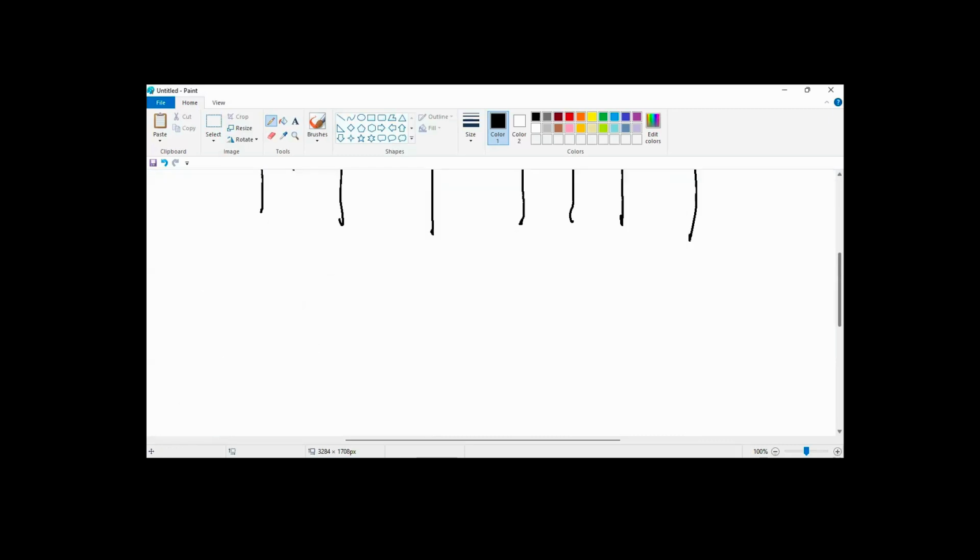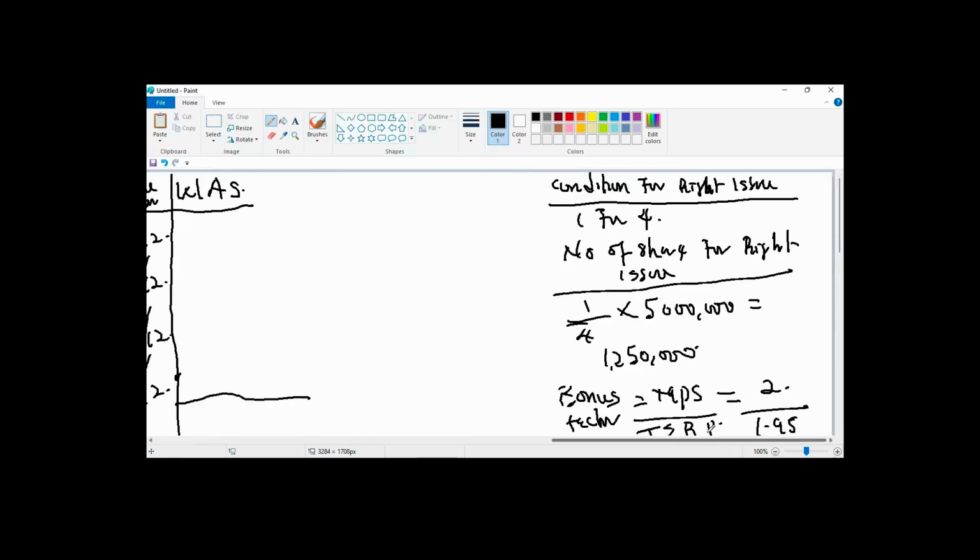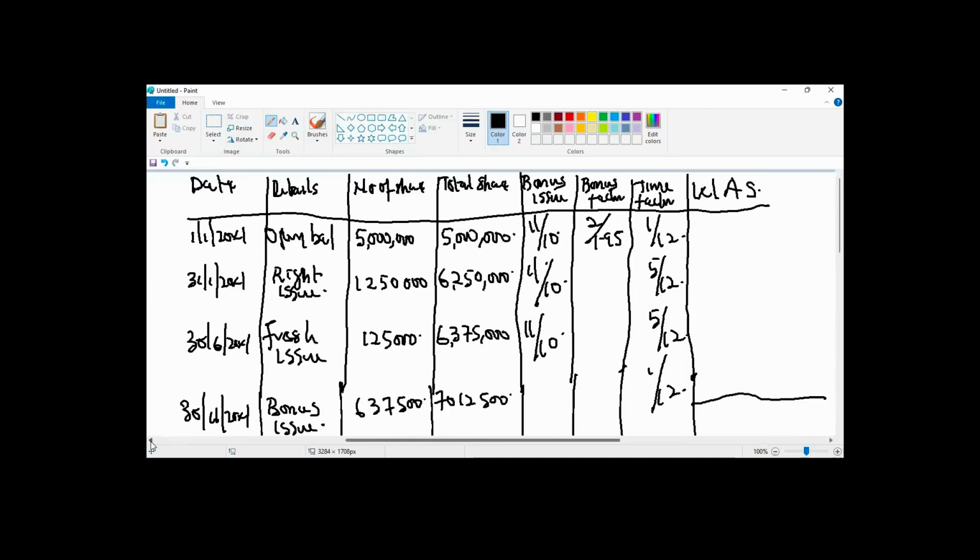I will now multiply. Total shares times 11/10 times 2 over 1.95. That's 1/12. 470,085.